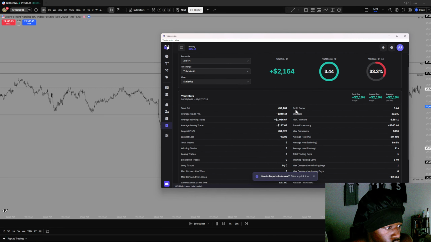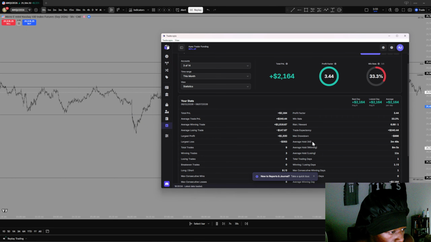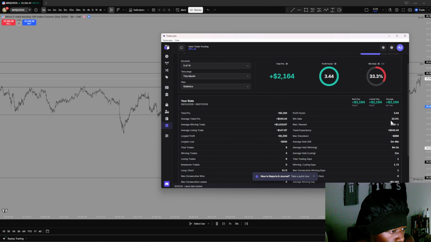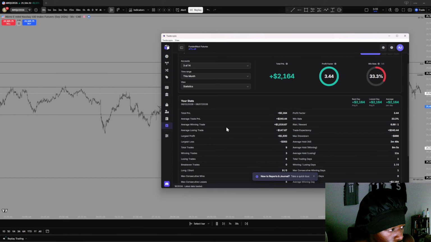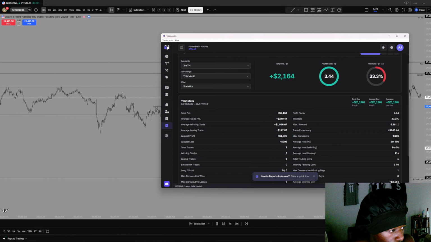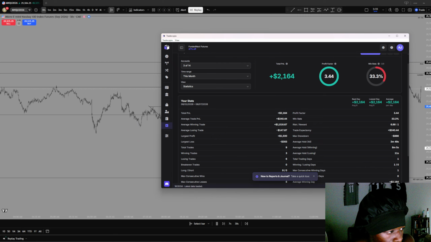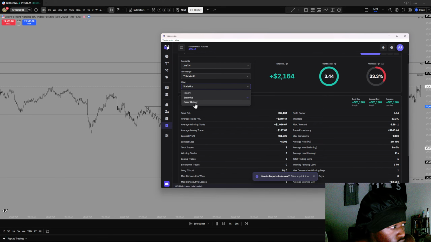Total trading days. So first day on the account, 1 winning day, average hold. This was an 8-minute trade, I think. This is pretty cool to see. Win rate 33. So I think I might have placed 3 trades, like 2 minor losses and then 1 winner. Yeah, because the loss was like $200 and then a $1,000 win. That's pretty cool to see. I'll be showing y'all this every day though.